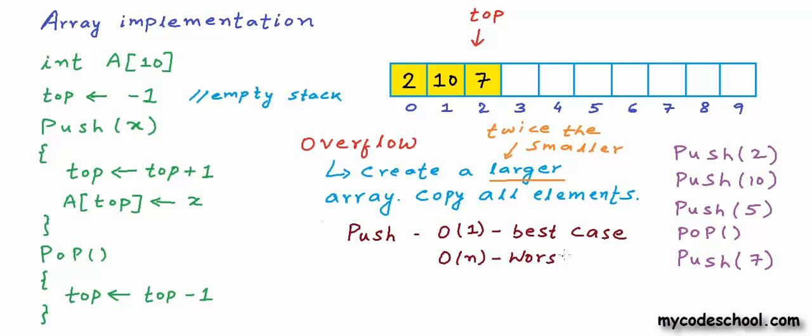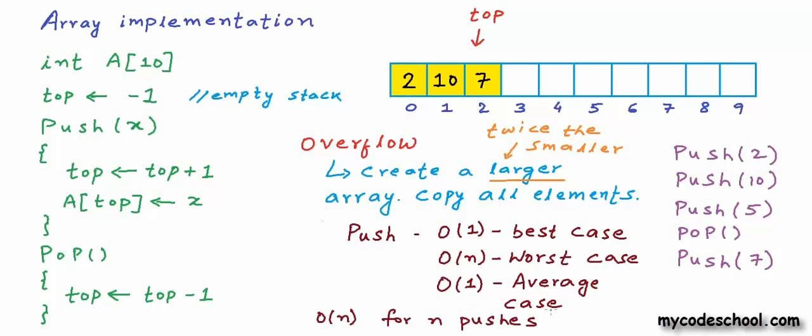In case of an overflow, time complexity will be big O of n, but we will still be big O of 1 in average case. If we will calculate the time taken for n pushes, then it will be proportional to n. Remember, n is the number of elements in stack. Big O of n is basically saying that time taken will be very close to some constant times n. In simple words, time taken will be proportional to n. If we are taking c into n time for n pushes, to find out average, we will divide by n. Average time taken for each push will be a constant, hence big O of 1 in average case.